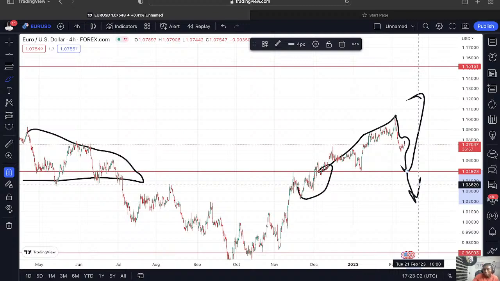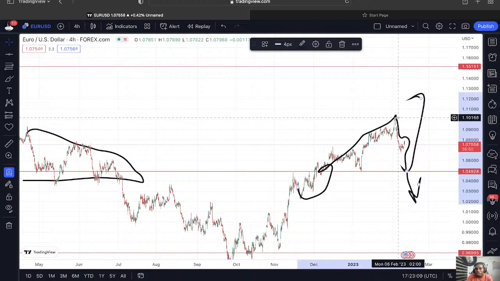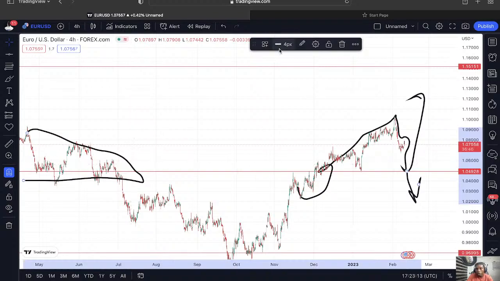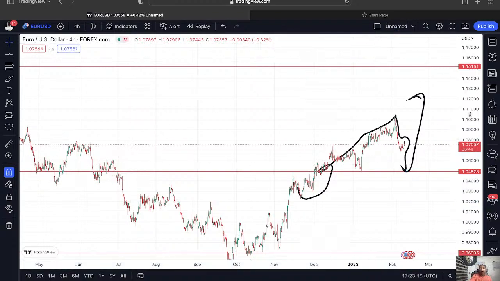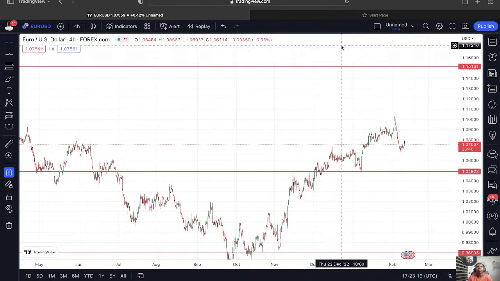So that is why it is important that as a trader there is no 100% accurate analysis. You don't want to risk too much or get exposed to too much risk.